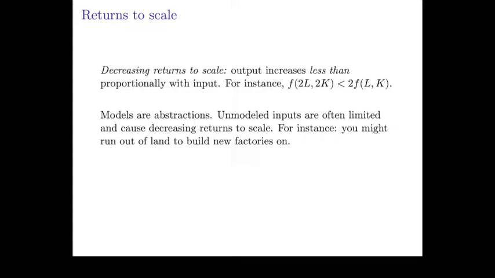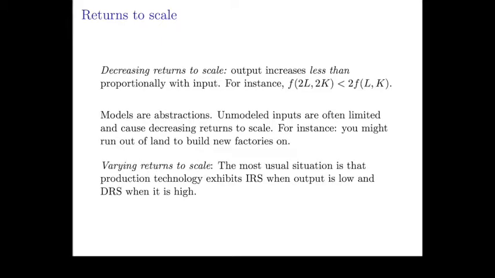So if you have to keep building more factories, let's say you have a replicable process, as long as you can build new factories, you can replicate it. But if you run out of space to build new factories, now you're going to have them be crowded, they're going to be less productive, and so forth. Typically what you're going to see in practice is that the production technology is going to be increasing returns to scale for low levels of output, and once you get to very high levels of output, it's going to be decreasing returns to scale.